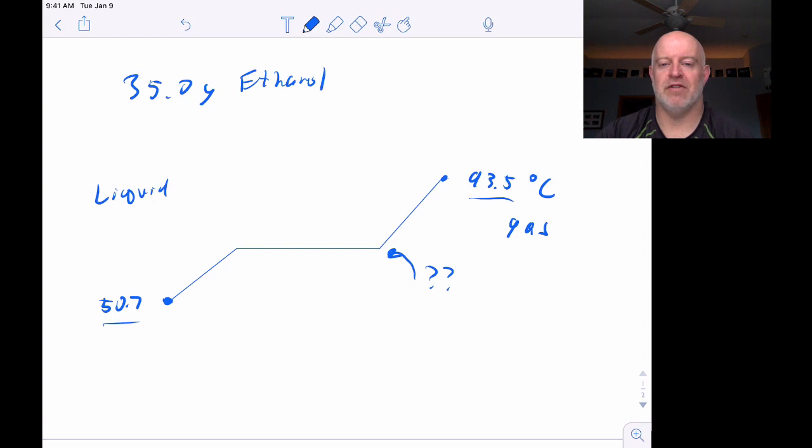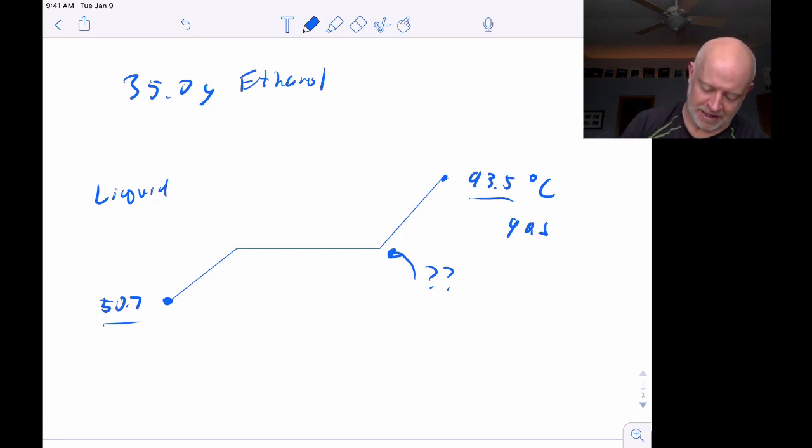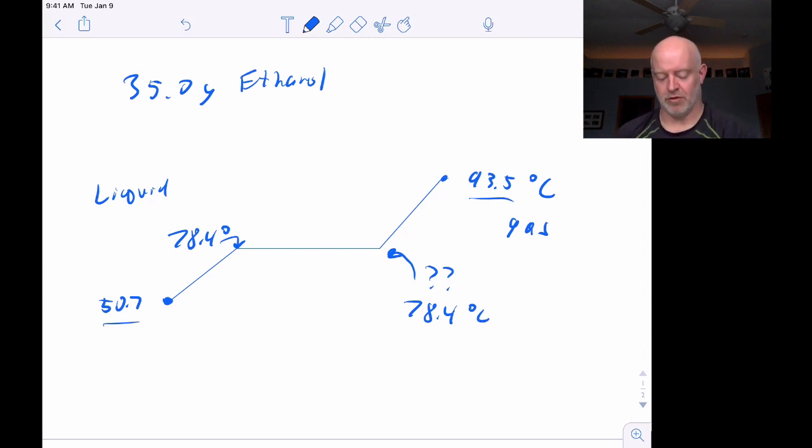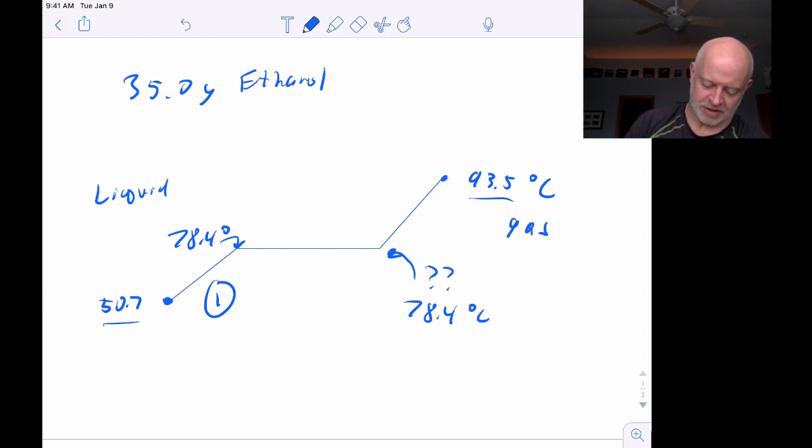Ethanol melts at negative 114. Ethanol boils at 78.4 degrees Celsius, which means my flat line here is 78.4 degrees Celsius. This is this value here and here, because it does not change temperature when it boils, okay? So now I know in part one, I have my starting temperature and my ending temperature.